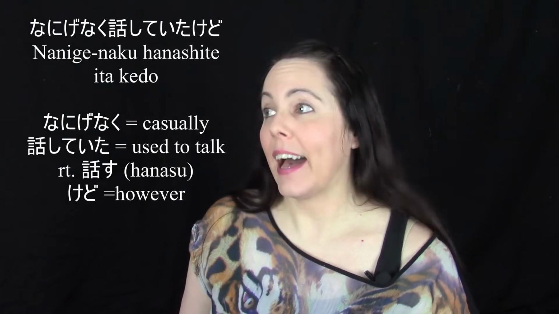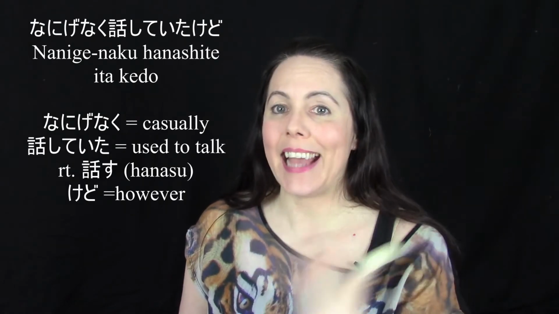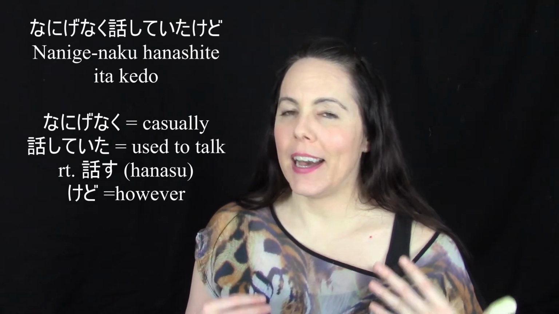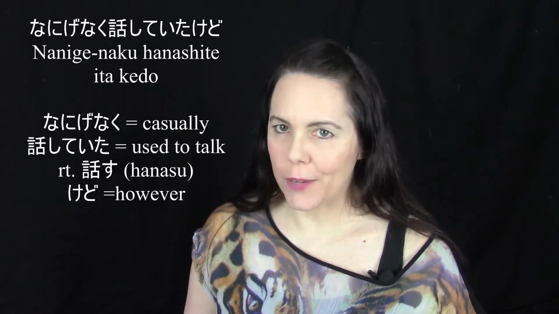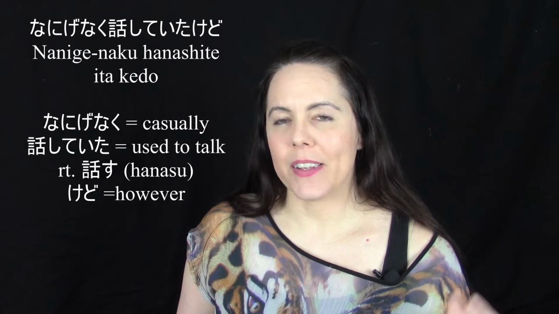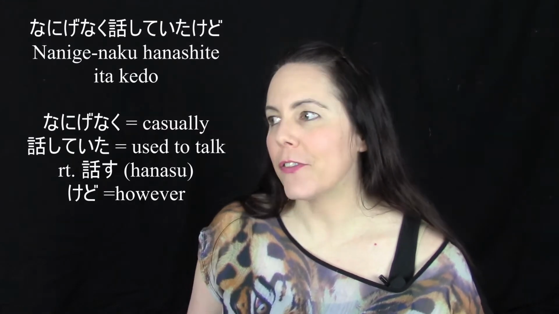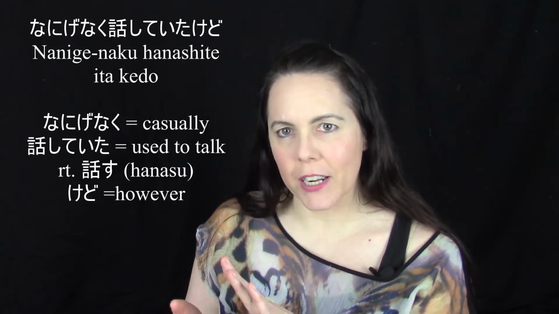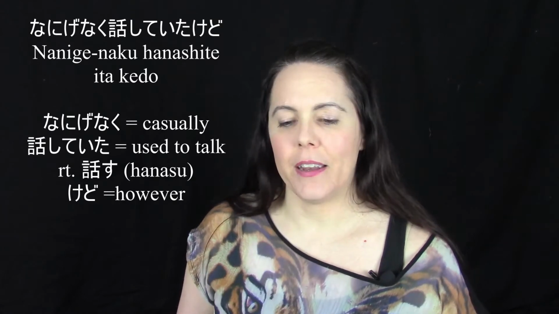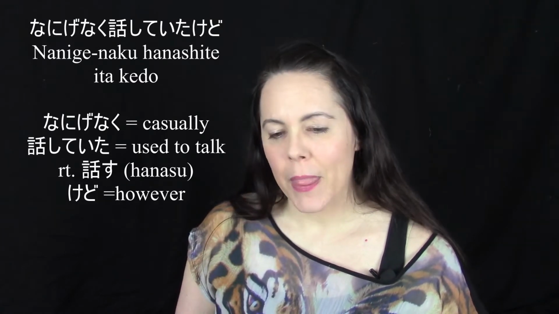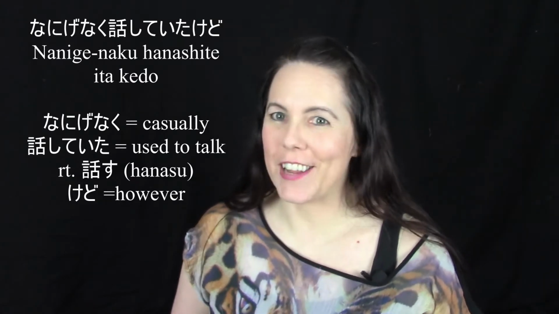話していたけど. So 話して is the te form of the verb 話す, which is to talk to somebody. When you change the verb to its te form, it means that you're probably going to conjugate it further in a number of many different ways. And in this case, we are going to conjugate it further.